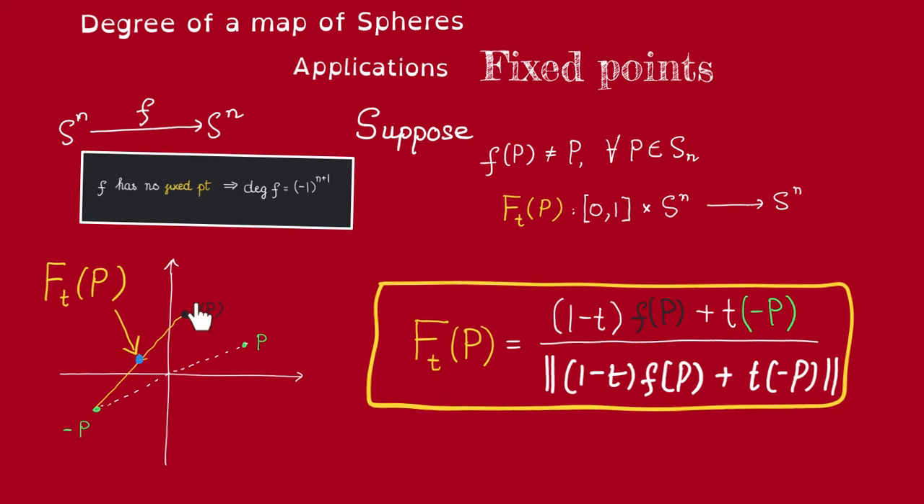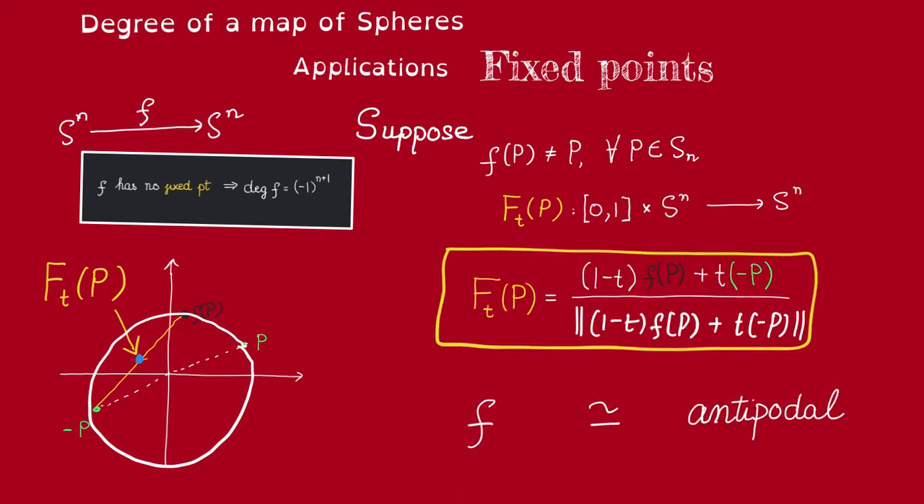So what if this line segment actually crossed through the origin for some time t? Well, here is where we use the fact that F(P) is not equal to P. Recall that all of these points must lie on the sphere, and the line through the origin and this antipodal point -P intersects the sphere at exactly 2 points, -P and P. So if F(P) is not equal to P, then F(P) cannot lie on this line through the origin. In particular, the line connecting F(P) and -P cannot pass through the origin, so here this norm is never going to be 0, and thus this is a well-defined homotopy between F and the antipodal map.